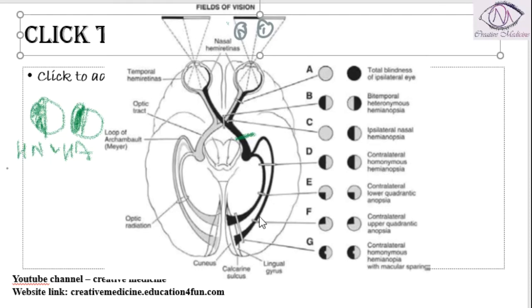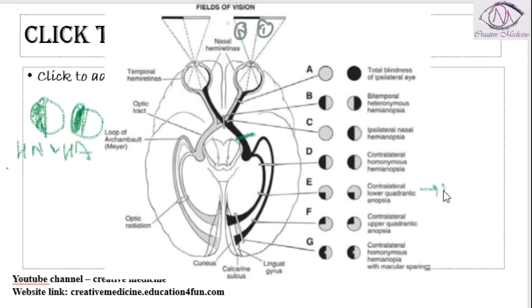Then we have issues in the optic radiation. If there is an issue in the parietal optic radiations, it will result in contralateral lower quadrantanopia, whereas temporal radiation lesions will result in contralateral upper quadrantanopia.